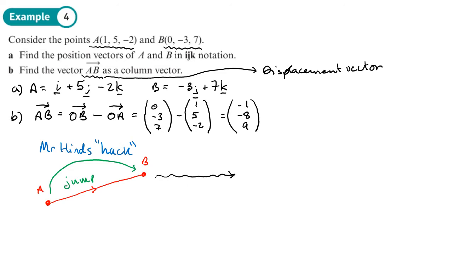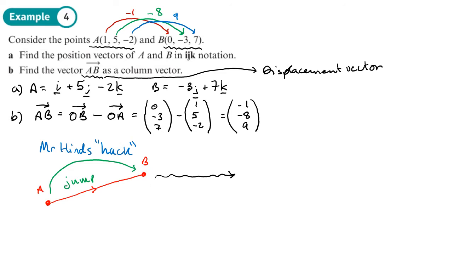So if I do it that way, what I do is I look at the X part here, or the I part, and the I part there. What's the jump that takes me from there to there? Well, this goes down by 1. Okay, how about the second one, the J or the Y? That goes from 5 to negative 3, so that goes down by 8. And how about blue? The K part or the Z, that's going from negative 2 to 7, so that's going up by 9.